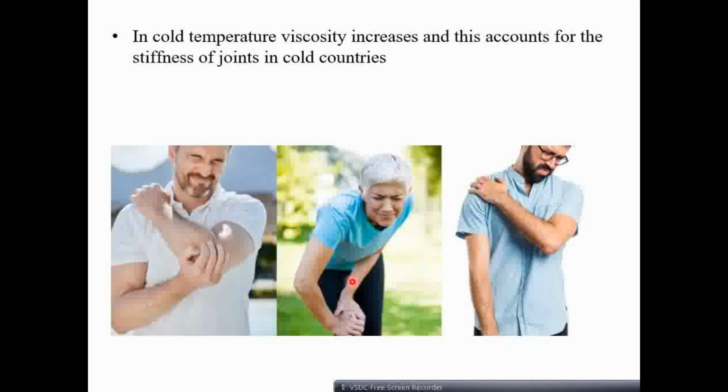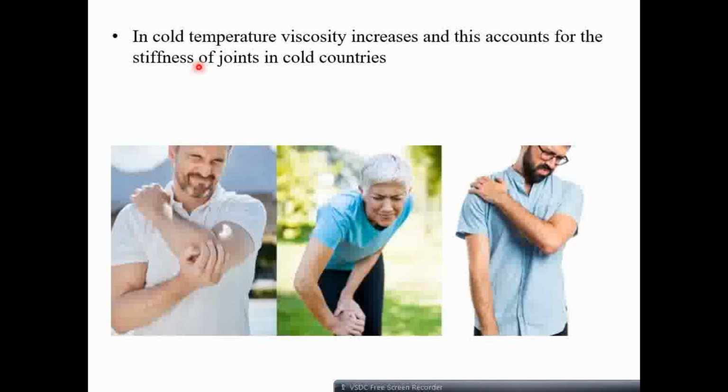In cold temperature, the viscosity increases and this accounts for the stiffness of the joints in cold countries. That means in cold conditions, even in our country, when the climate changes and it becomes cold, in the early morning we can feel the stiffness. It is because of the viscosity. When the temperature drops, the viscosity of the synovial fluid increases.